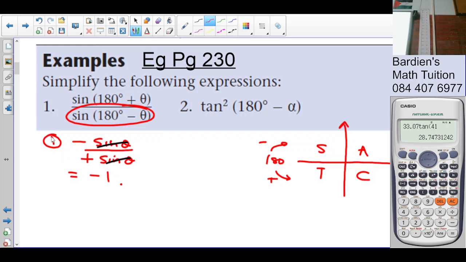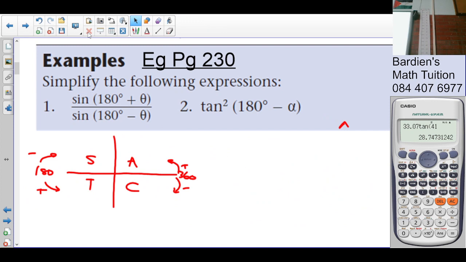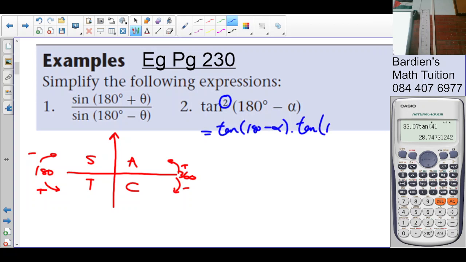Then number 2. Looking at number 2, people. What does that square mean? So it's going to be tan 180 minus theta times tan 180 minus theta, alpha in this case. Not so.